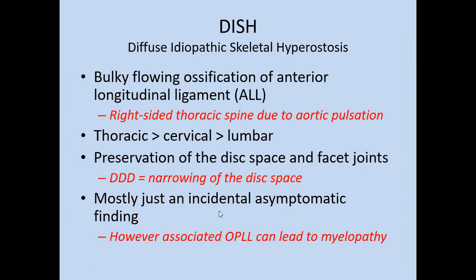Most of the time we see it incidentally, whether you're reporting a chest x-ray or a CT scan of the chest. But sometimes patients with DISH may have OPLL, and this is ossification of the posterior longitudinal ligament. And when patients develop OPLL, they may have myelopathy because of the spinal cord compression.